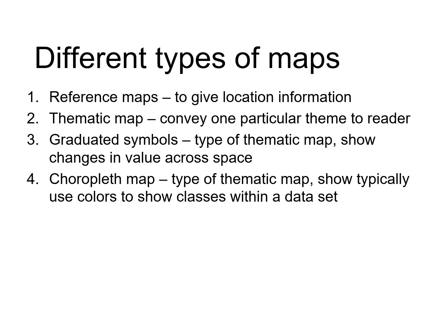Choropleth maps, they're a type of thematic map, and they typically use colors to show classes within a data set. And so when I was talking about a thematic map, a basic Choropleth map is what I'm generally referring to.